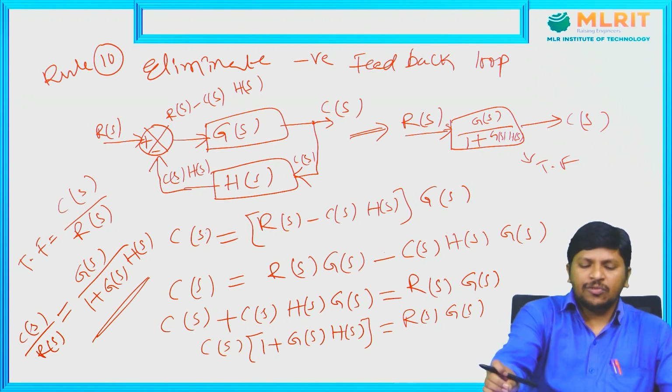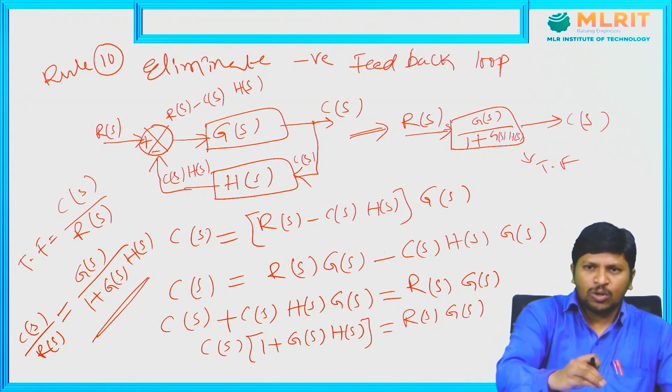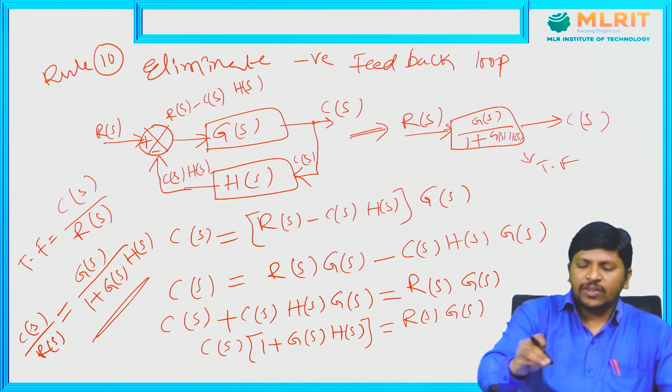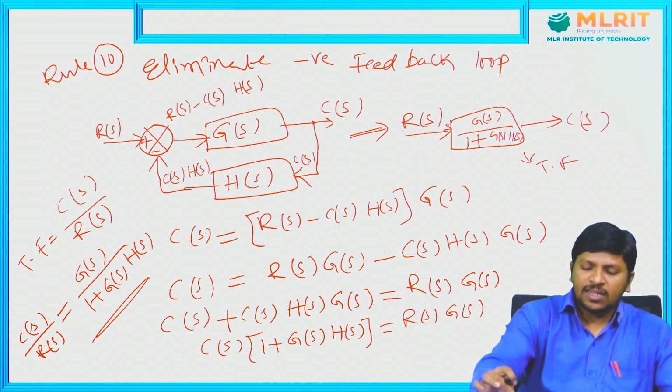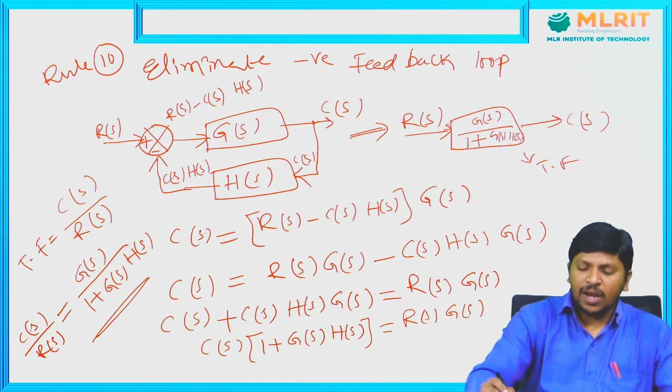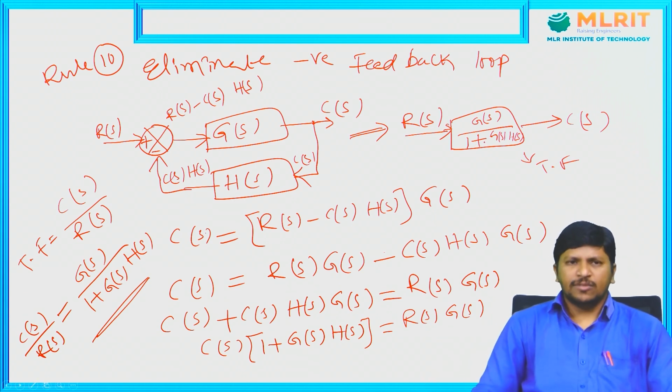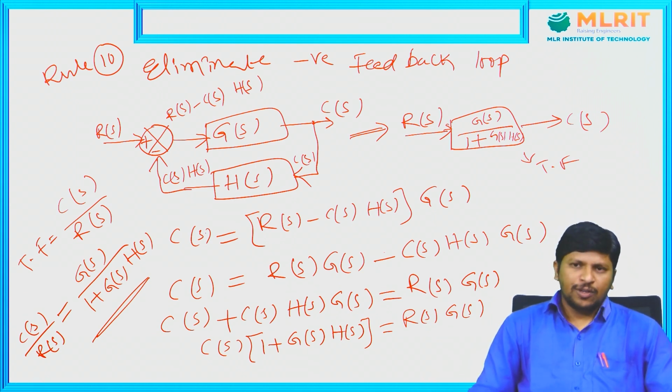And eliminate the negative feedback loop. We eliminate the negative feedback and finally get the transfer function represented by the block diagram. This is the negative feedback transfer function: loop gain G of S divided by 1 plus G of S into H of S. For positive feedback, in simple terms, in place of the plus we write 1 minus. These are the basic rules used to reduce the block diagram and calculate its transfer function.